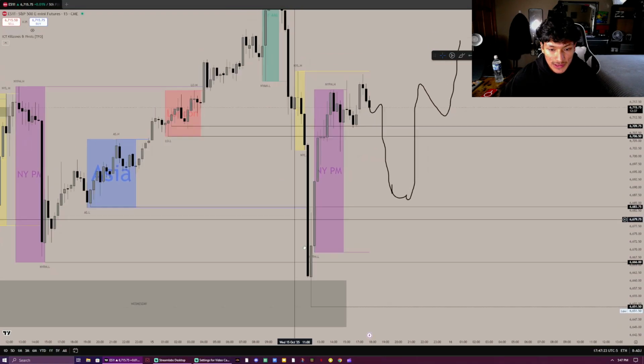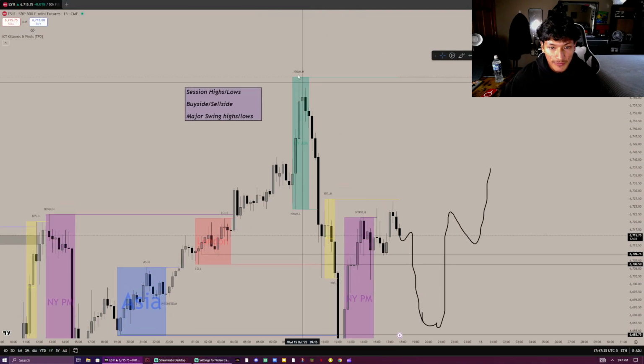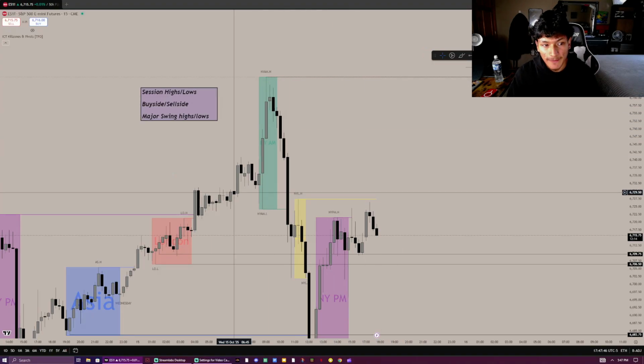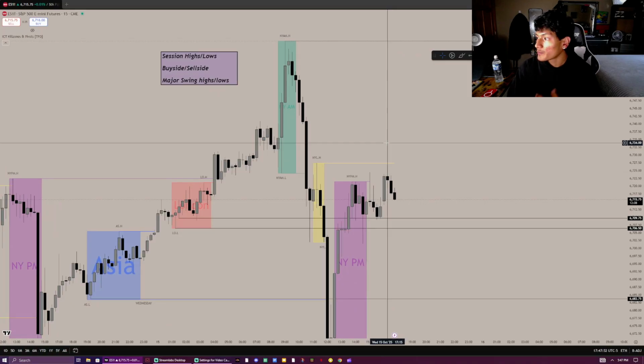Huge selling pressure. Look at this leg it made. Look at this expansion. Price is going to want to gravitate towards this level because business was conducted. And that's what I mean by high quality versus low quality liquidity. I'm talking about session highs and lows, right? Buy side and sell side, and then major swing highs and lows. And you just want to pair that up with your order blocks, your fair value gaps, and other PDRAs, and use that to your advantage.